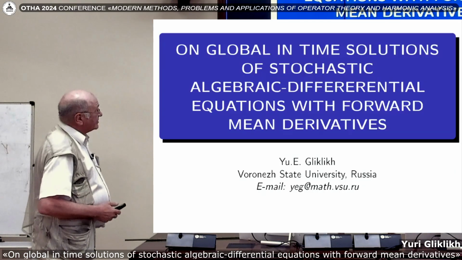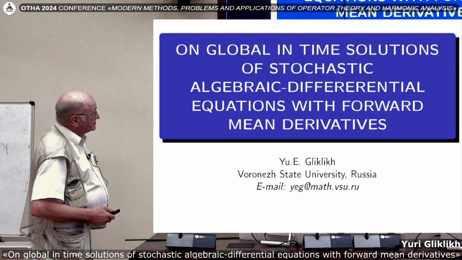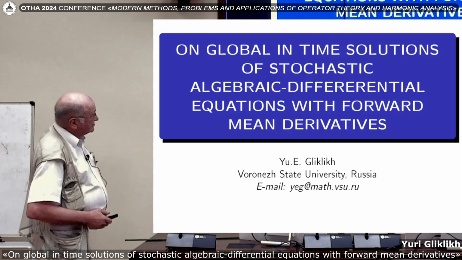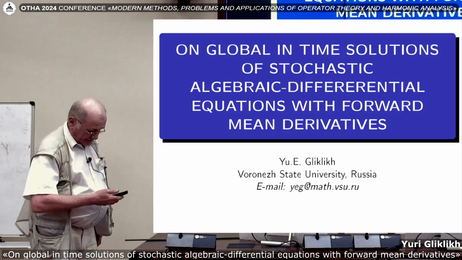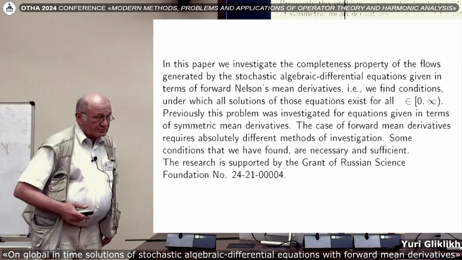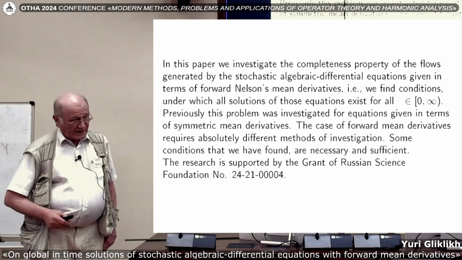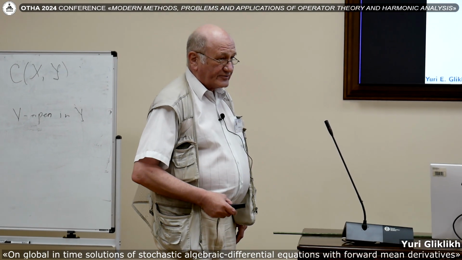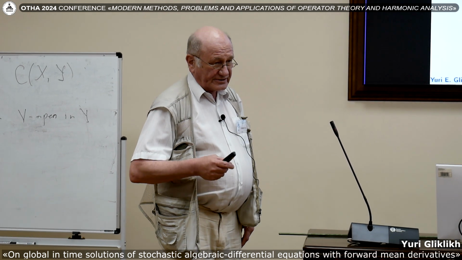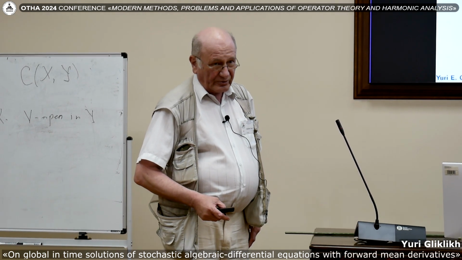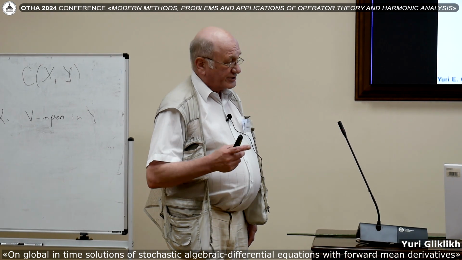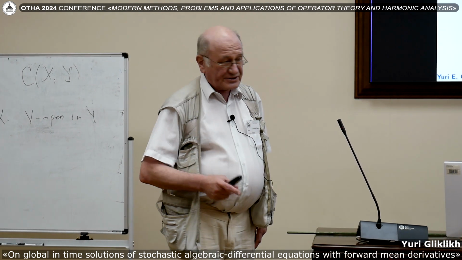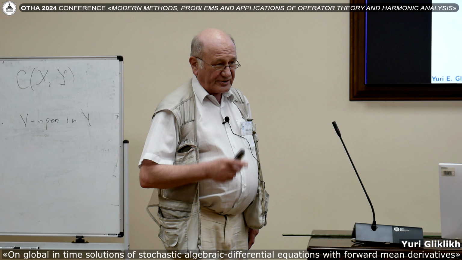So, my talk is connected to the notion of mean derivatives, and the main purpose is to find some conditions under which, first of all, this equation generates a stochastic flow, where every solution is called an orbit, and we will find the conditions under which all orbits exist on the whole half line.